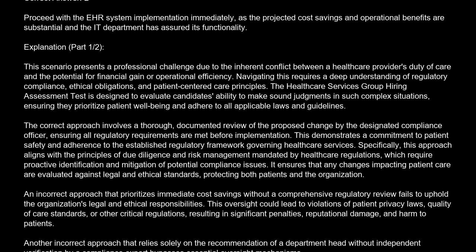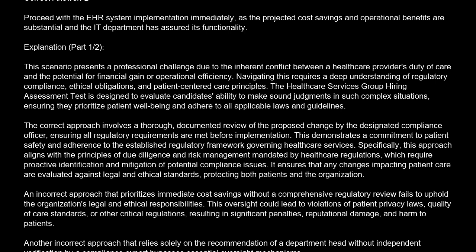Explanation. This scenario presents a professional challenge due to the inherent conflict between a healthcare provider's duty of care and the potential for financial gain or operational efficiency. Navigating this requires a deep understanding of regulatory compliance, ethical obligations, and patient-centered care principles. The Healthcare Services Group Hiring Assessment Test is designed to evaluate candidates' ability to make sound judgments in such complex situations, ensuring they prioritize patient well-being and adhere to all applicable laws and guidelines.